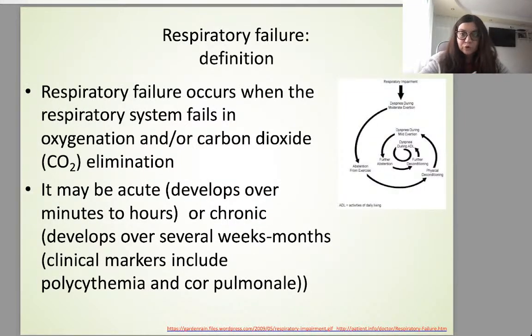And last syndrome for today, it is respiratory failure. Let's give the definition. Respiratory failure occurs when the respiratory system fails in oxygenation or carbon dioxide elimination. It may be acute, developing over minutes to hours, or chronic, developing over several weeks or months. Its clinical markers include polycythemia and cor pulmonale.